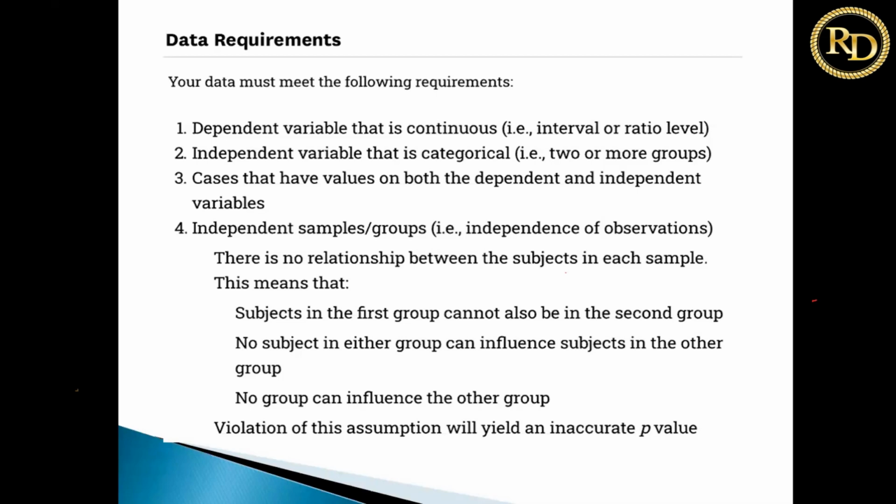Independent sample observations means the observations in each independent sample are independent. There is no relationship between the subjects in each sample; the observations are not associated with each other. Subjects in the first group cannot also be in the second group; there should be nothing in common between the two groups. So no subject in either group can influence a subject in the other group. Violation of this assumption will lead to an inaccurate p-value, as we know.